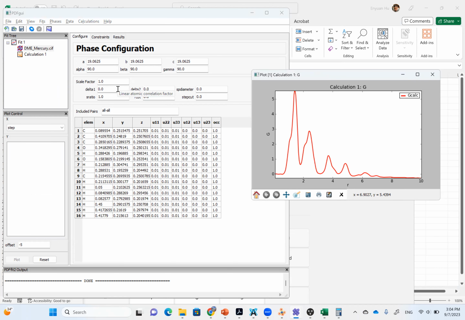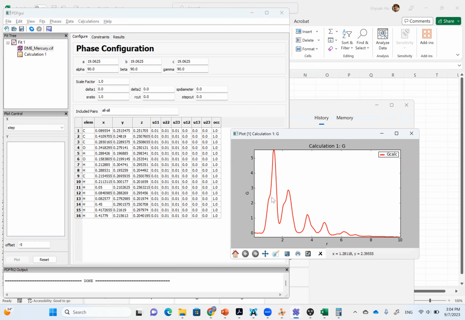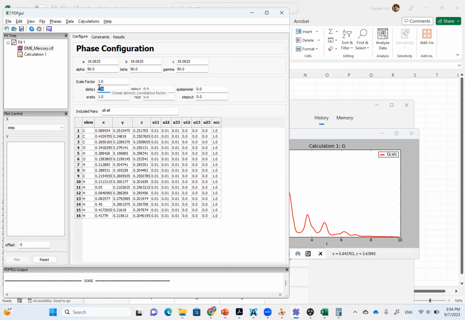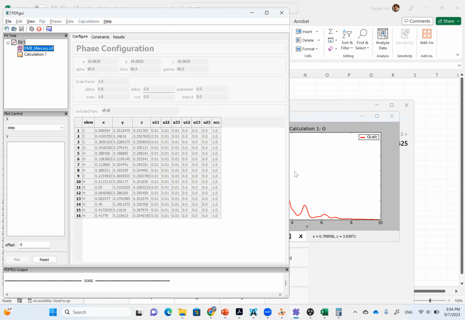For example, those delta 1, delta 2 parameters have some influence on the shape and the relative intensity of the first and second peaks. So for example, if we change this to 0.8, this actually will have some sharpening effect on the first and second peaks.